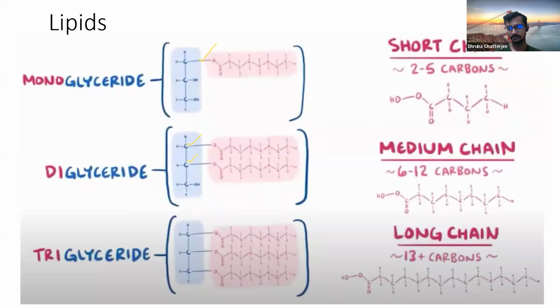Now, depending on the number of carbon atoms in the hydrocarbon chain, they can be of three categories: short chain fatty acids, medium chain fatty acids, and long chain fatty acids. Short chains have 2 to 5 carbon atoms, medium chains have 6 to 12 carbon atoms, and long chains have 13 or more carbon atoms in the hydrocarbon chain.